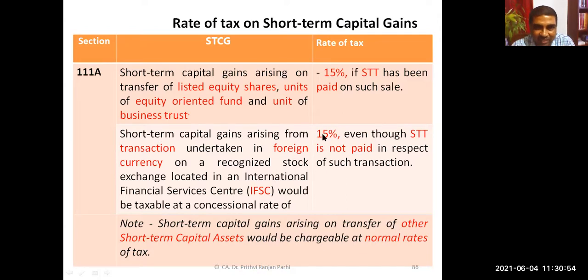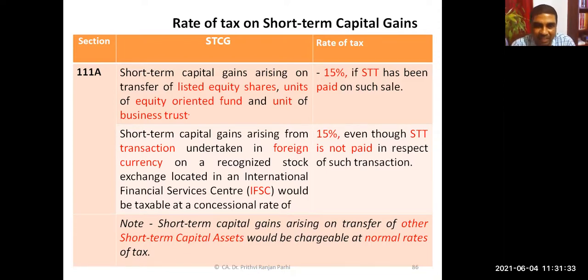Okay. And it is also 15%, even though STT is not paid, in which situation: short-term capital gain arising from a transaction undertaken in a foreign currency on a recognized stock exchange located in an international financial services center. Okay, so that short-term capital gain, which is done in a foreign currency on a recognized stock exchange located in IFSC, in that case also it is still 15%, even if STT is not paid. Okay, so for these assets it is only 15%.